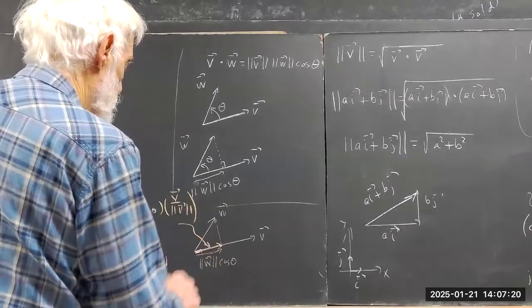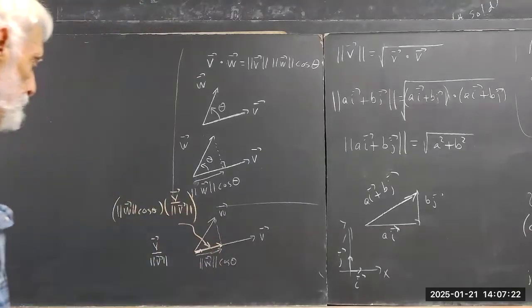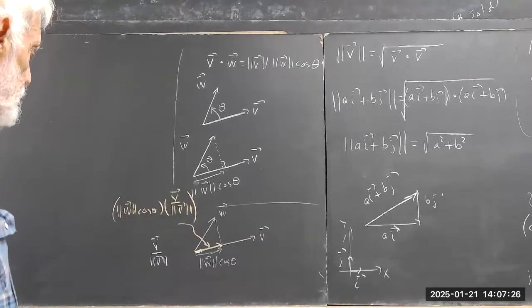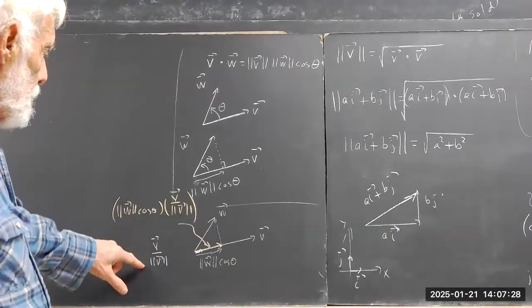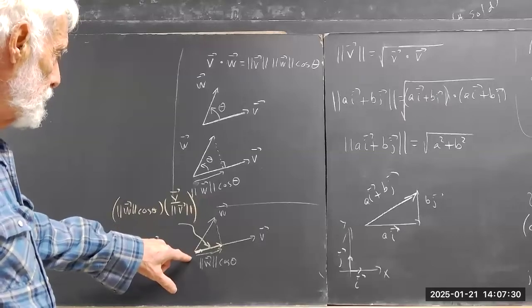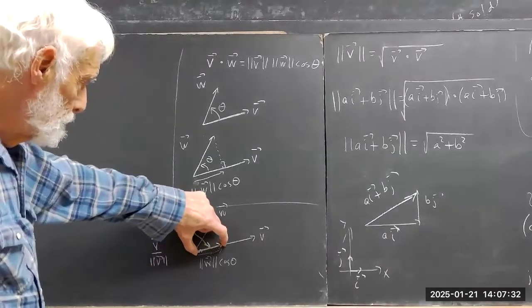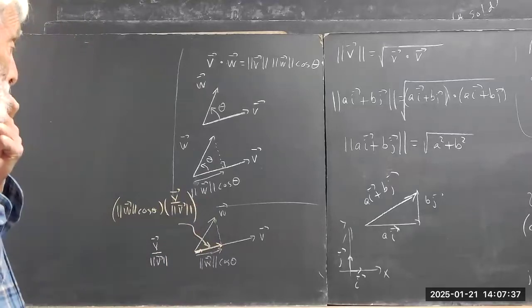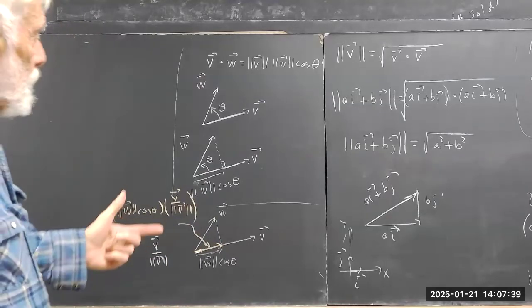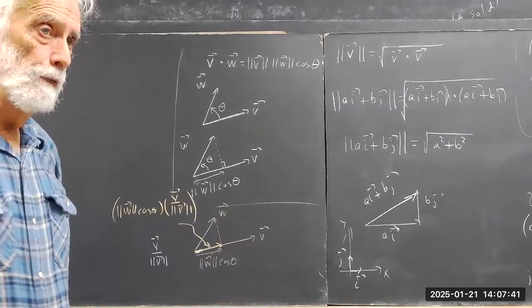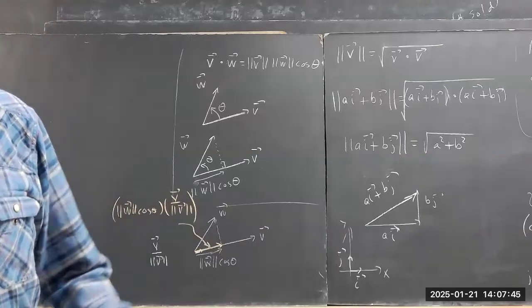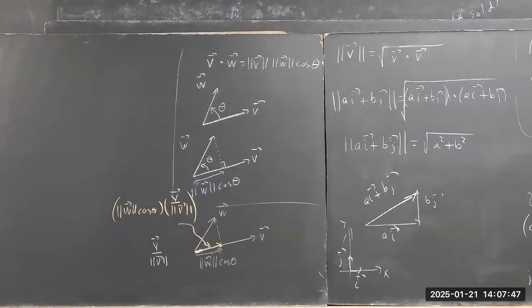So this vector here, compared to here, has magnitude equal to the magnitude of W cosine theta. If I multiply that by the unit vector V divided by the magnitude of V, I get a vector that goes from here to here. That's the component of W in the direction of V. I'll say even a little more because it's worth looking at and pondering.